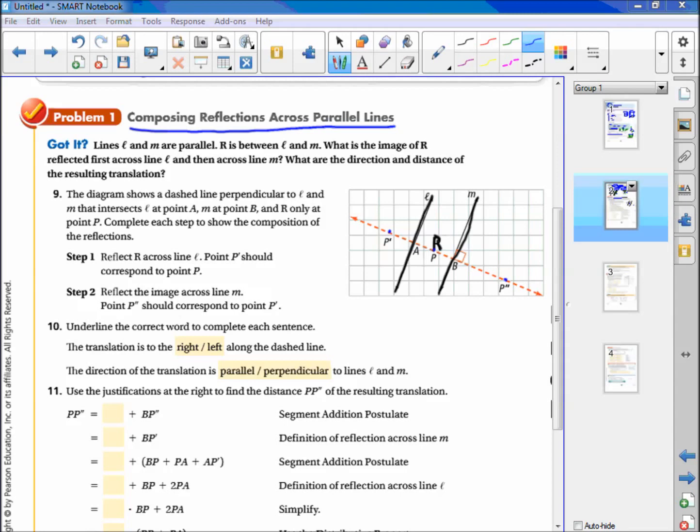All right, so let's give this a try here. First thing we have to do is draw in a dashed line perpendicular to L and M that intersects L at point A. Okay, so it's saying, go ahead and draw this dashed line to help you with your reflections. And it will help us find our answers later on. Okay, all right, so we have that dashed line in there, and complete each step to show the composition of the reflections. Remember, a composition of reflections is just two or more reflections put together.